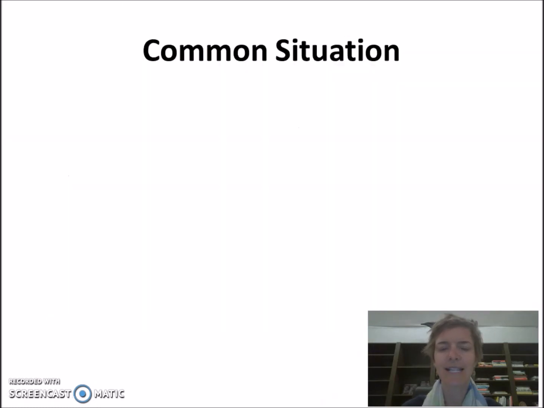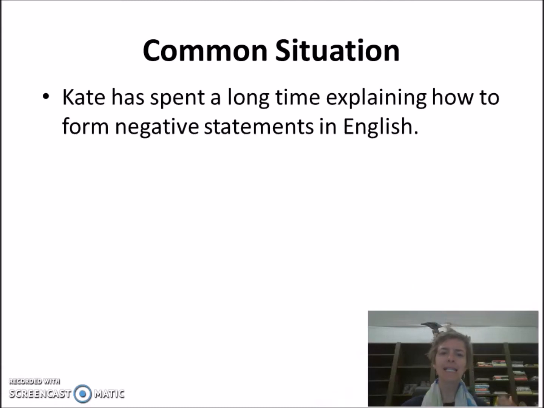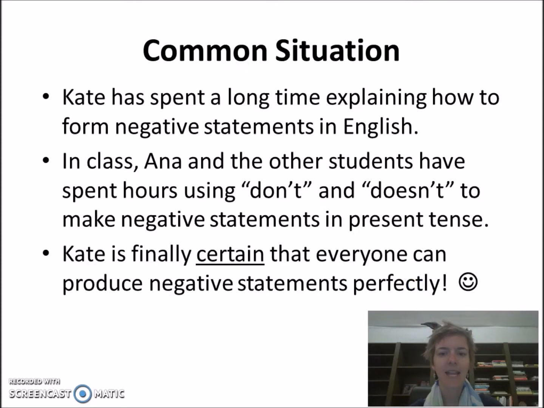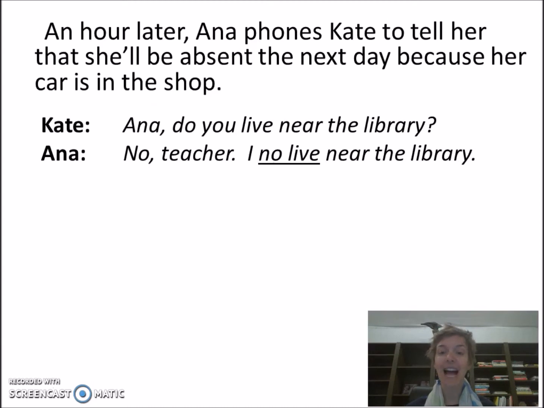Here's a situation that is quite common. Kate has spent a long time explaining how to form negative statements in English. And in class, Anna and the other students have spent hours using don't and doesn't to make negative statements in the present tense. I am finally certain that everyone can produce negative statements perfectly. Yay! And then an hour later, Anna calls me to tell me that she'll be absent the next day because her car is in the shop.